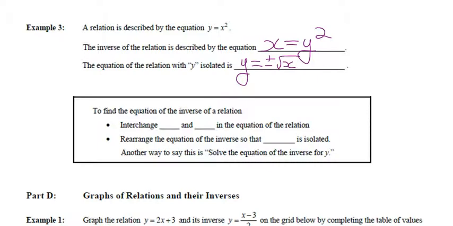So, to find the equation of the inverse of a relation, you interchange x and y, although you could have written it y and x, but yes, we'll write it x and y. You interchange x and y in the equation of the relation. Rearrange the equation of the inverse so that y is isolated. Another way to say this is solve the equation of the inverse for y.